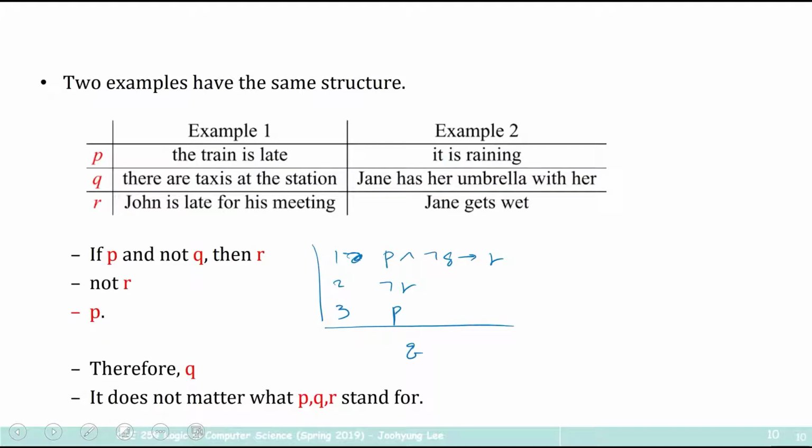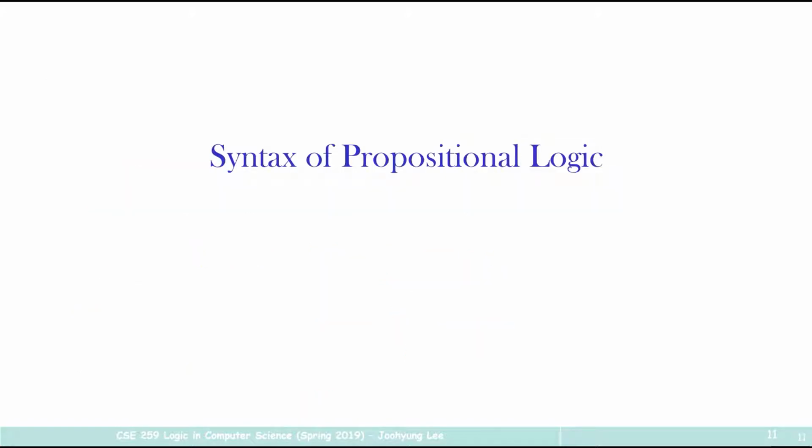All right, any question up to this part? So we just finished the introduction to propositional logic. This just gives you some flavor about propositional logic. The next section is about the syntax of propositional logic, and we are going to go a bit formal here, right? So be ready for these things.